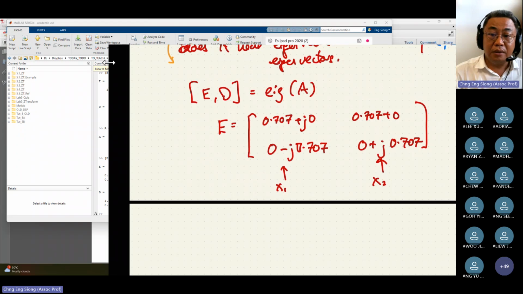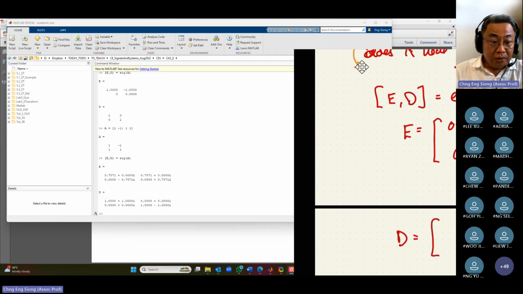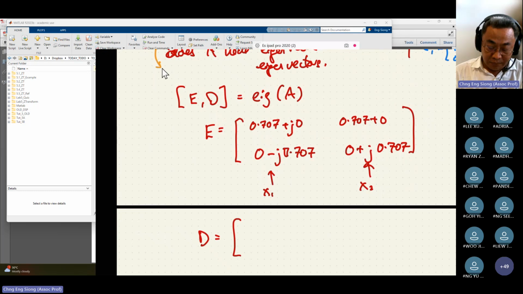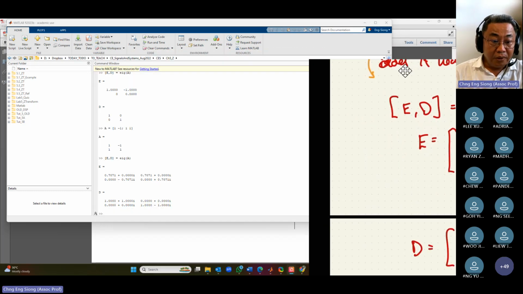So you see, MATLAB can tell us we can live in the world of complex numbers for eigen decomposition. And D is equal to, what's the value? 1 plus j, and the other value, 1 minus j.